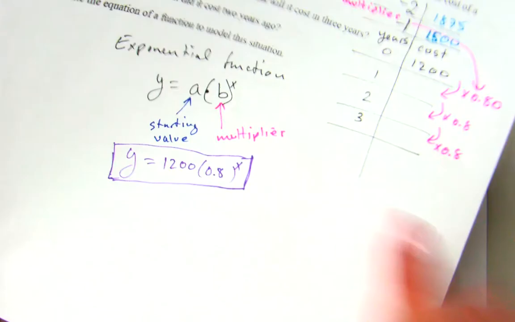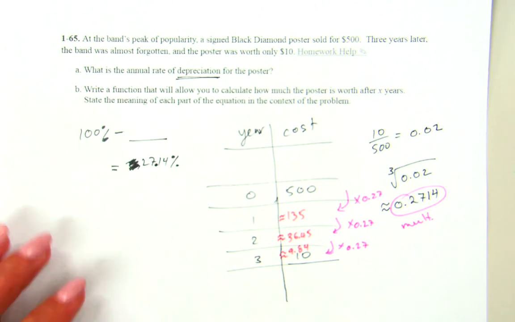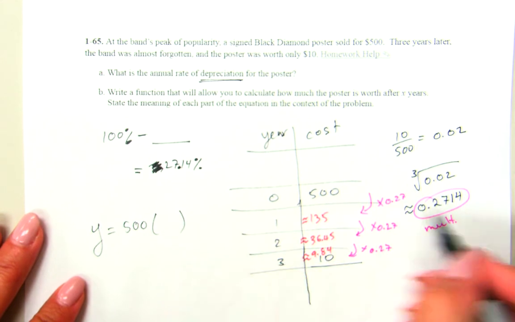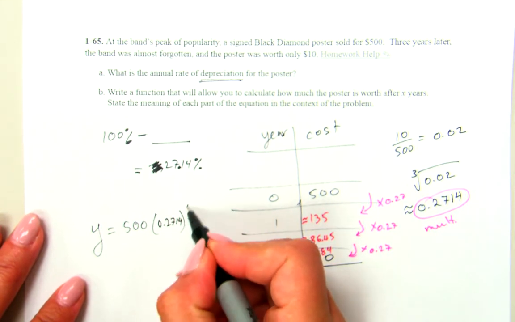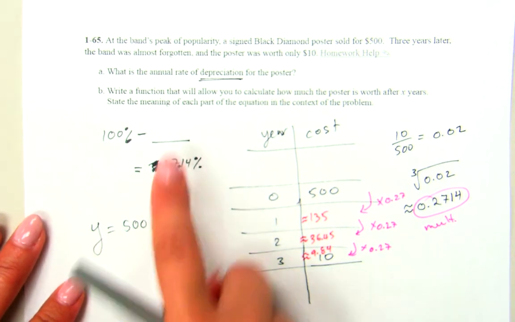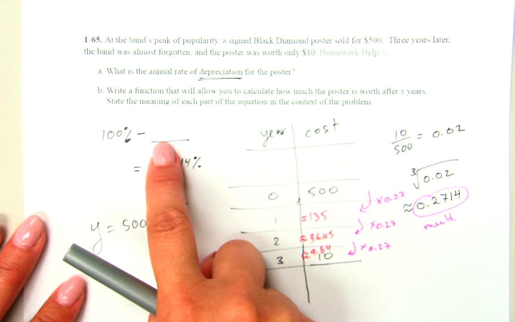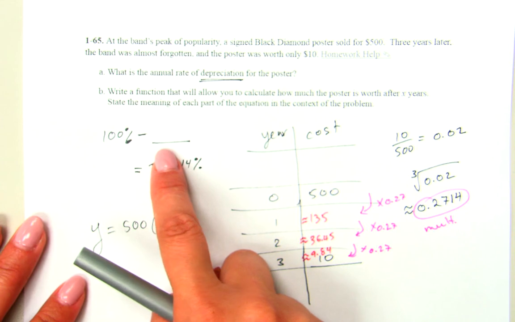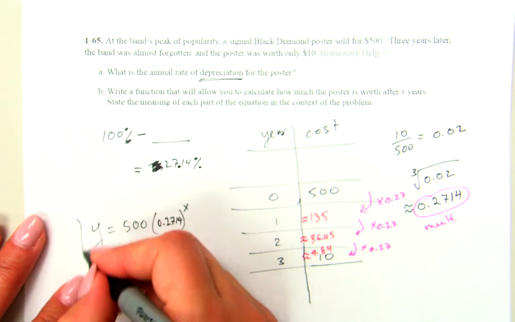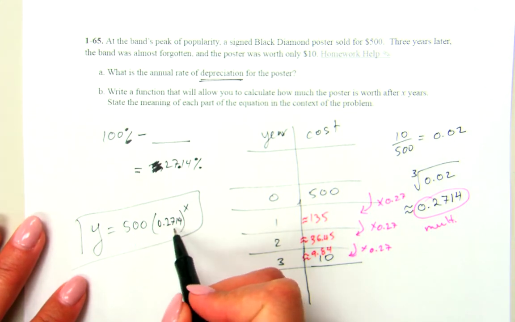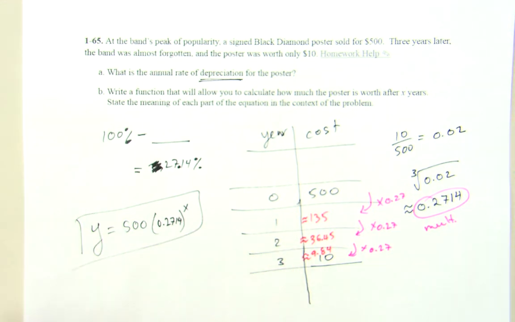So the starting value, remember I said, and then the multiplier. The starting value for your equation here was $500, and your multiplier was 0.2714 to the x. We started with $500 for the poster, and every year you lost a certain amount of money. Every year the band was less and less popular, and eventually it only cost $10. So the question is, what percentage of that $500? Write a function, there's a function, you're done. State the meaning of each part of the equation in the context of the problem. That's your starting value: the poster started at 500. And 0.2714 is your multiplier.